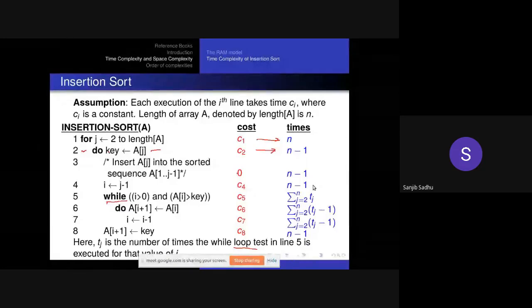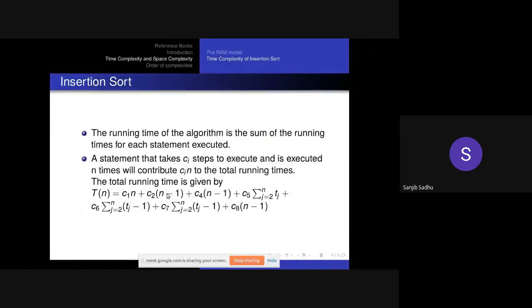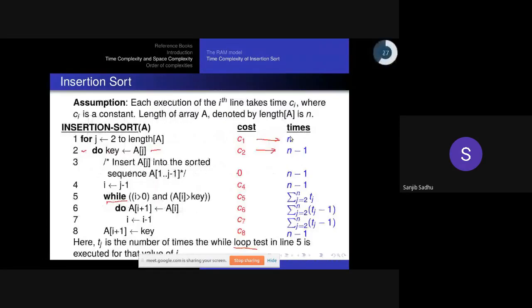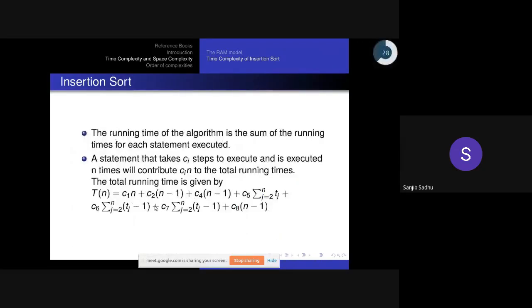So you have c1 into n, c2 into n minus 1, then 0 into n minus 1, then c4 into n minus 1, then c5 into this sum, c6 into this sum, because this is again a sum of how many times it is executed. In this way you add all of this. Clear? The running time of the algorithm is the sum of the running time for each statement.